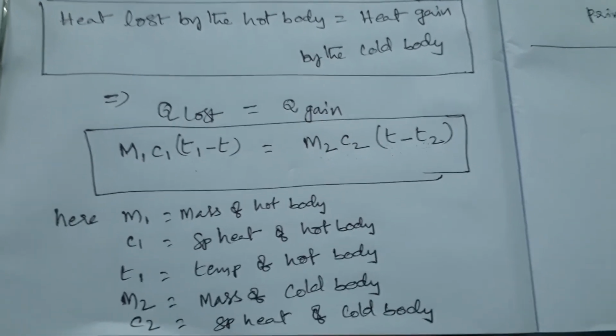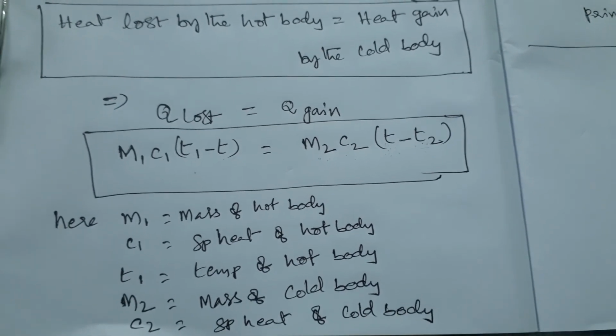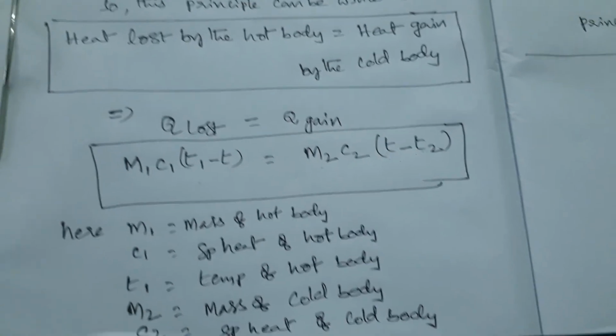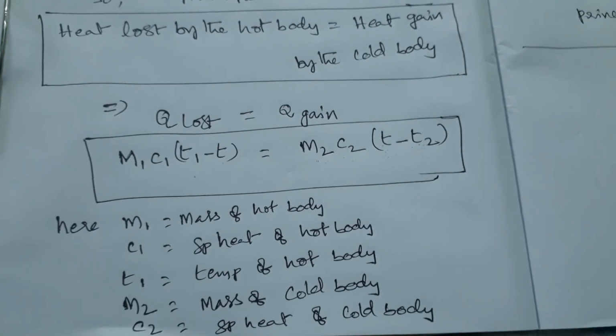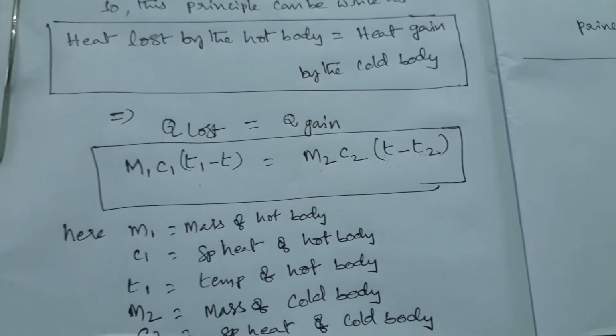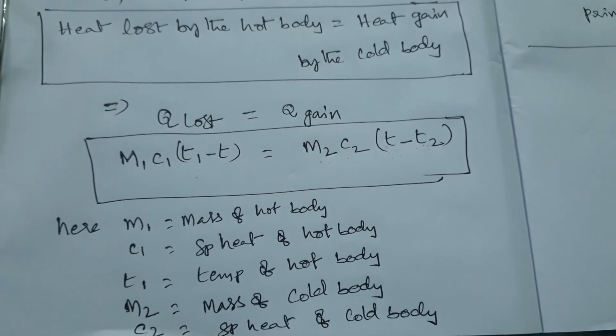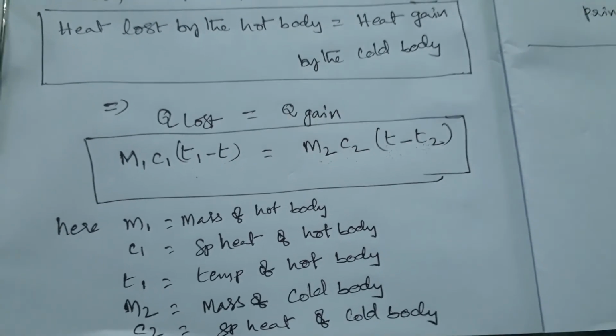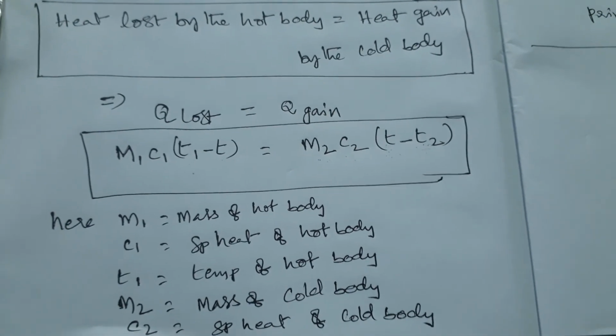In the next class, I will explain how to find the specific heat of any substance. By using this formula only, we can find out the specific heat of any substance. How to find it experimentally by using calorimetry, I will explain in the next class.